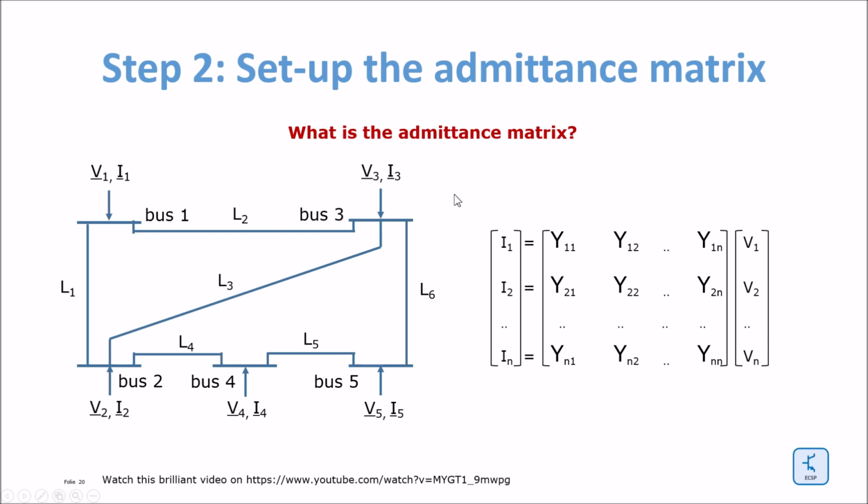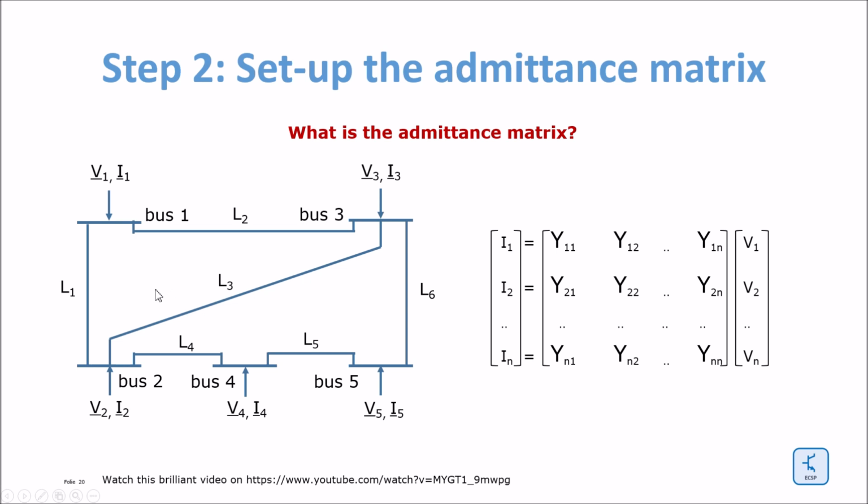Now we are going to perform step number 2. We want to set up the admittance matrix, but first we have to know what exactly the admittance matrix is. So here we have this very simple network. The network has n buses. In this case, n is equal to 5. So we have bus number 1, 2, 3, 4, 5. Then at each of the buses we have a voltage. Voltage is a complex value, therefore it is underlined here. So at bus number 1 we have voltage number 1, voltage number 2, 3, 4, 5.